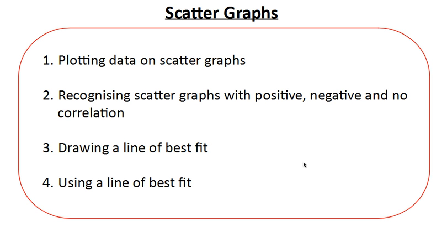This video is going to teach you about scatter graphs. It's a really common exam type question, and so we're going to look at the main parts of the question that come up. So there's plotting data onto a scatter graph. There's recognising whether a scatter graph has positive, negative or no correlation. Drawing the line of best fit, the straight line of best fit through the data. And then how do you use this line of best fit if the exam asks you to.